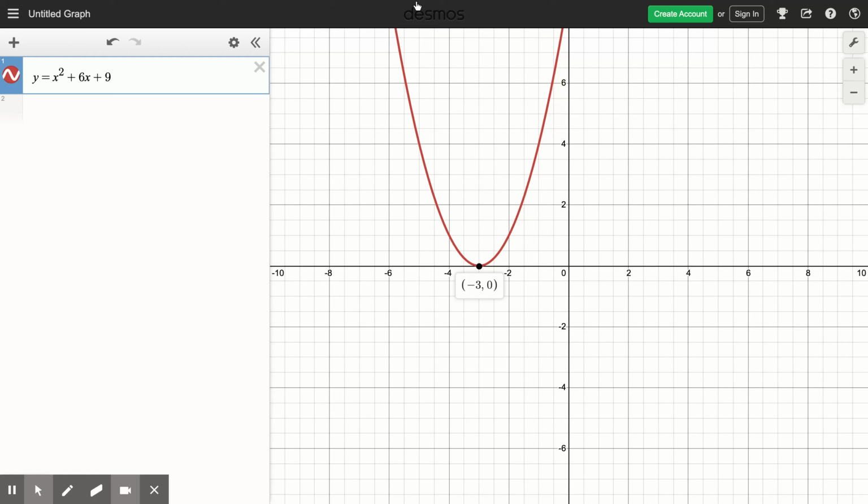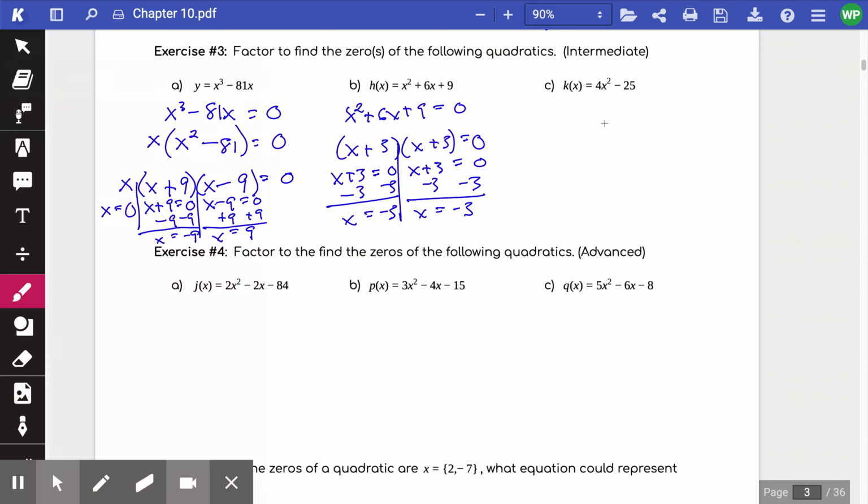And we have part C. And on part C, we have 4x squared minus 25. So again, we're going to solve this one for 0 by setting it equal to 0 first. 4x squared minus 25 equals 0. Now, what we want to do first is look for a GCF, because I see a coefficient in front of the x squared. That's my first thing.